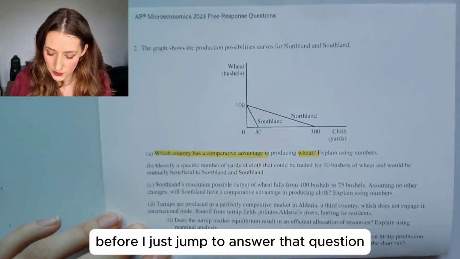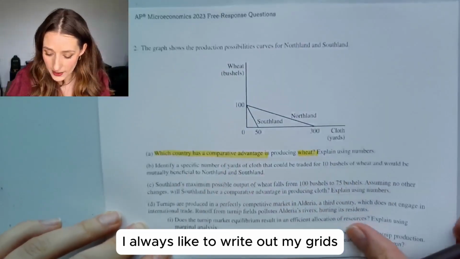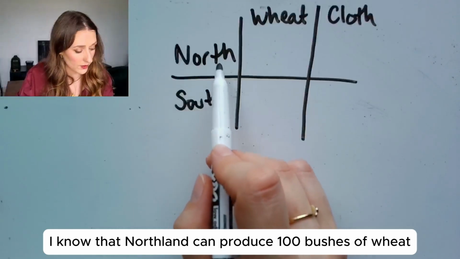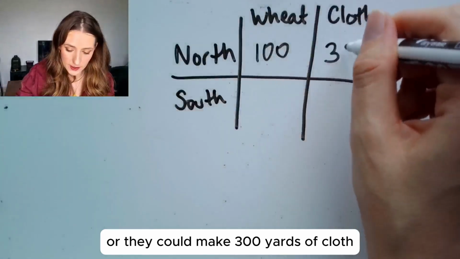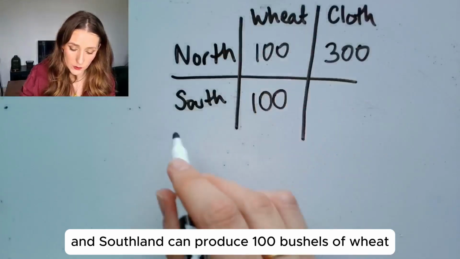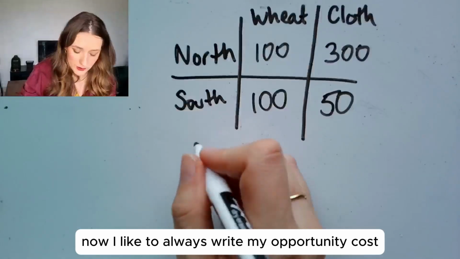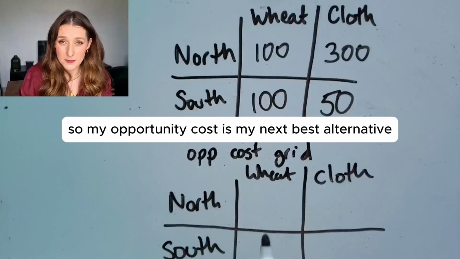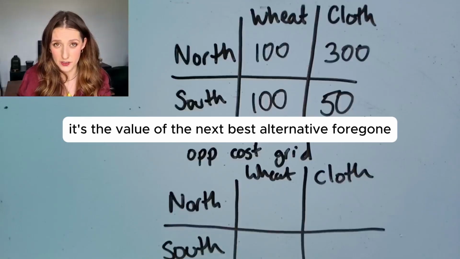Well, before I just jump to answering that question the quick way by looking at the graph, I always like to write out my grids. So if I turn that into a table, I know that Northland can produce 100 bushels of wheat, or they could make 300 yards of cloth, and Southland can produce 100 bushels of wheat, or they can produce 50 yards of cloth. Now I like to always write my opportunity cost grid. So my opportunity cost is my next best alternative foregone. Actually, to be precise, it's the value of the next best alternative foregone.